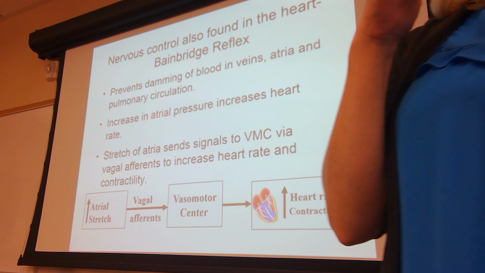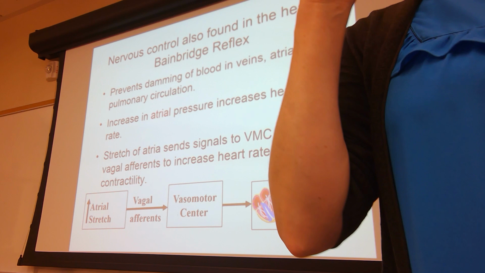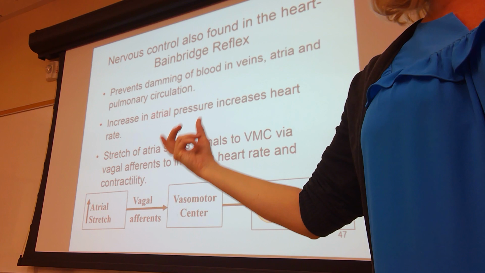I know what question you're asking. Parasympathetic division has little to no effect on contraction, on inotropy. But if we're swinging more control to the parasympathetic division, we are also taking away control from the sympathetic.